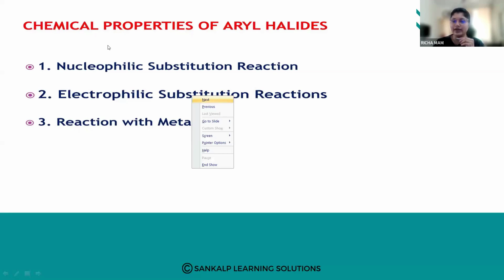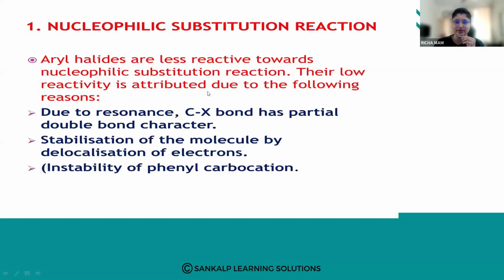So why are aryl halides less reactive towards nucleophilic substitution reaction? We have seen the reasons. First was due to resonance. When we write the resonance structures, we can see that the carbon-halogen bond has a partial double bond character, so it is very difficult to break the bond. Because of that, aryl halides are less reactive. Second was stabilization of the molecule by delocalization of electrons. The third was instability of the phenyl carbocation. And one more we saw was the benzene ring.